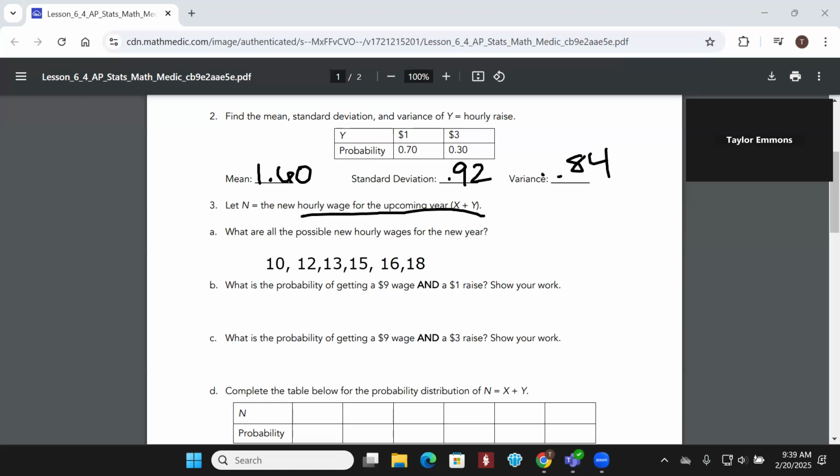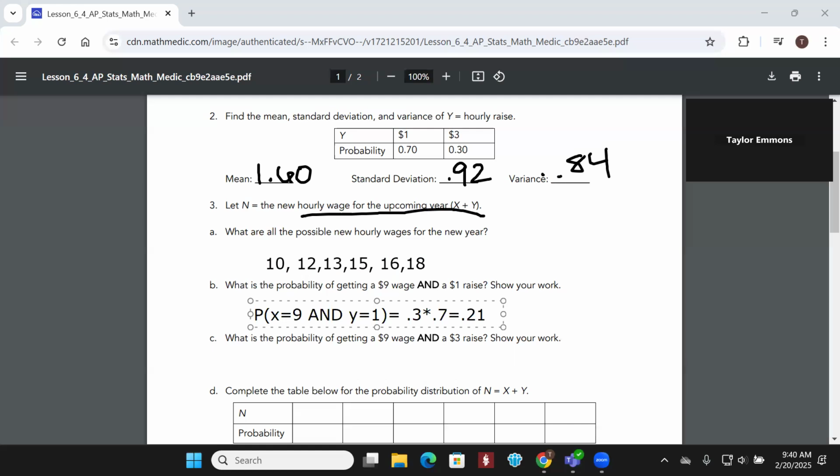Good? Now, what is the probability of getting a $9 wage and a $1 raise? When we write this out, we always want to put it in the notation: probability of X equals 9 and Y equals 1. Okay, 0.21. And how do we get there? Well, the first one, probability of getting a 9. Yeah, that's probability of X equals 9 is 0.3. And then we're going to multiply it by 0.7, because that's the probability of Y equaling 1. So that should give you 0.21.